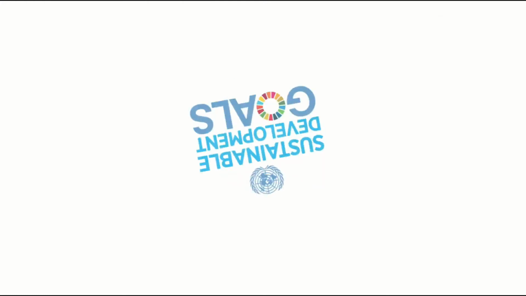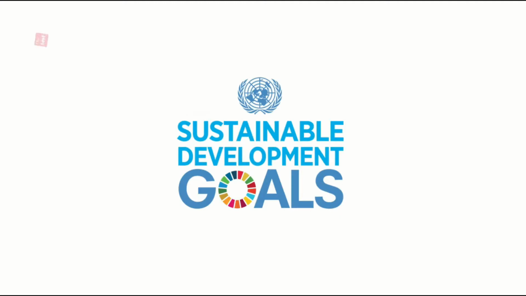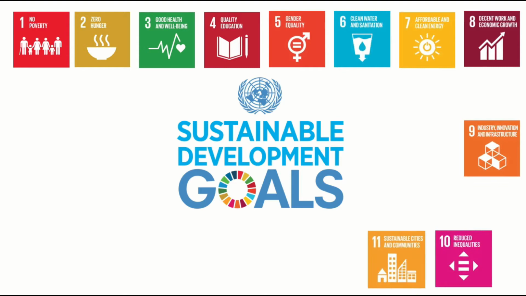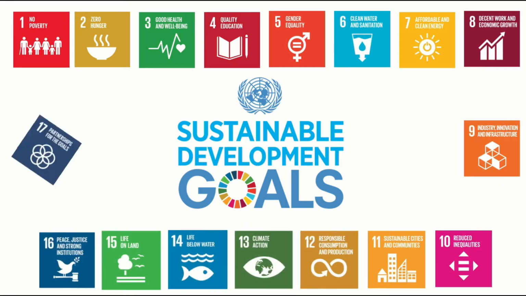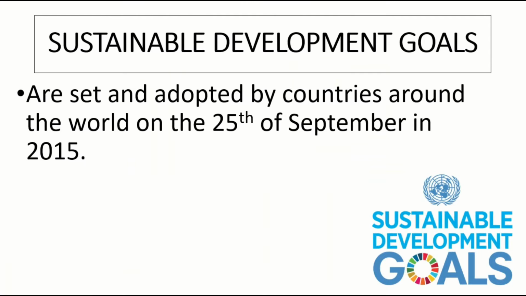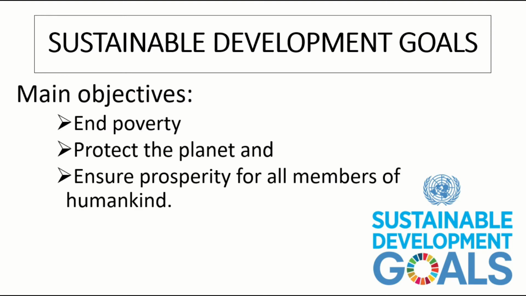So, I will present to you the 17 Sustainable Development Goals. Before we go through the different sustainable development goals, let's find out first what SDG is. Sustainable Development Goals, or SDG, are set and adopted by the countries around the world on the 25th of September in 2015. The main objectives of SDG is to end poverty, to protect the planet, and ensure prosperity for all members of humankind. Now let's proceed to the first SDG, which is No Poverty.